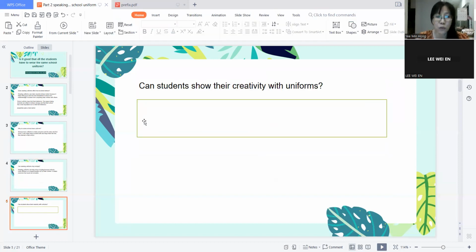So then let's move on to this question. It's also a thinking question. I want you to think about it. Can students show their creativity with uniforms? What do you think? Okay, so I give you some time to think. You can jot down your ideas. I don't want you to rush through because when you rush through, your grammar will be havoc. Your sentence structure will be havoc. So I want you to jot down points, and after that, think about what you want to say through those points, making full sentences. Okay, so I give you a minute and a half to think about it, or 2 to 3 minutes. Okay, if you're done, you put a thumbs up.